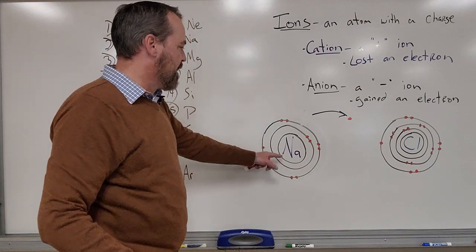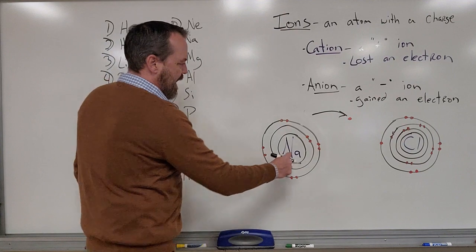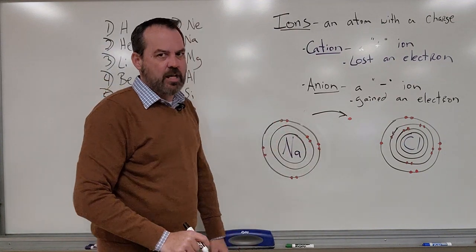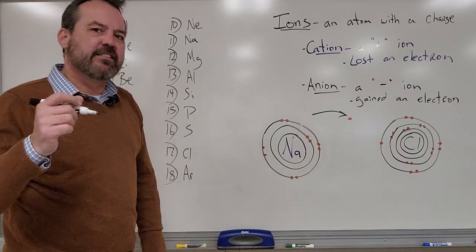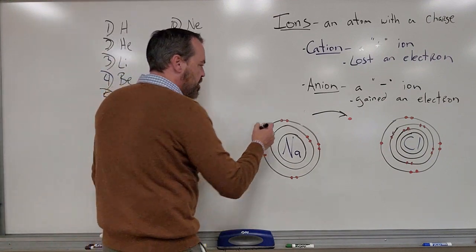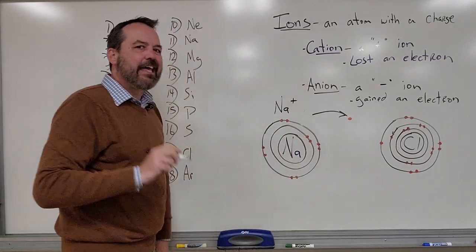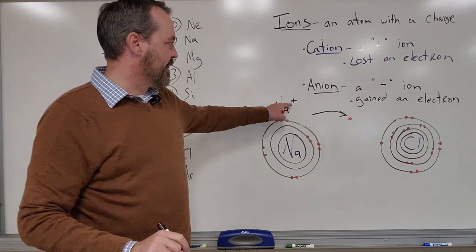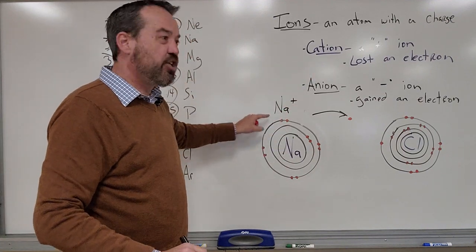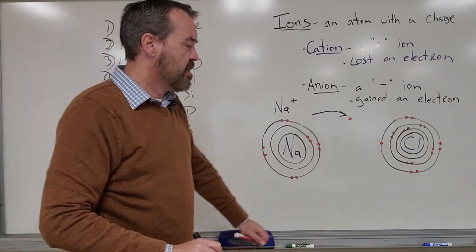But now we look, sodium has 11 protons, and now it has 1, 2, 3, 4, 5, 6, 7, 8, 9, 10 electrons. So 11 protons, 10 electrons means I've got an overall positive charge. So this is a sodium cation, because we've got this positive charge, and the cation is the positive charge, a sodium cation, just because we have more protons than we do electrons.